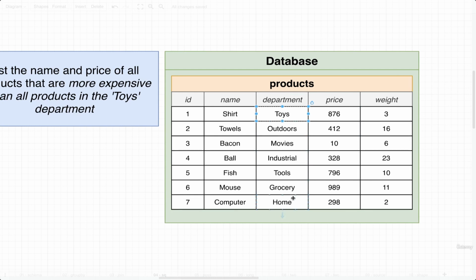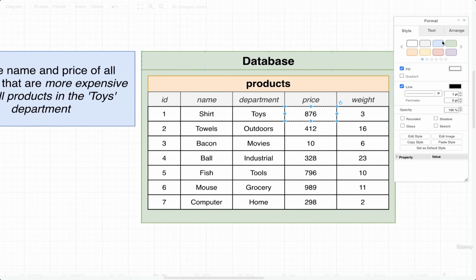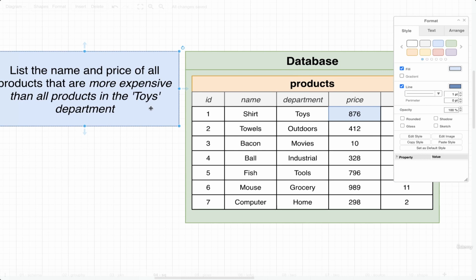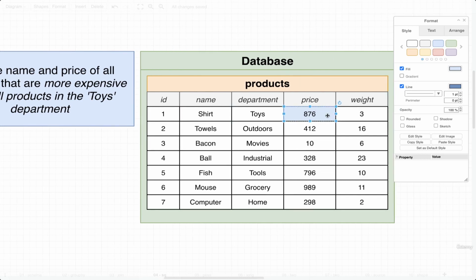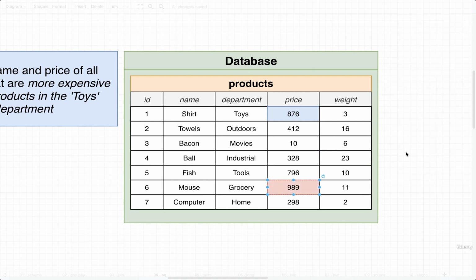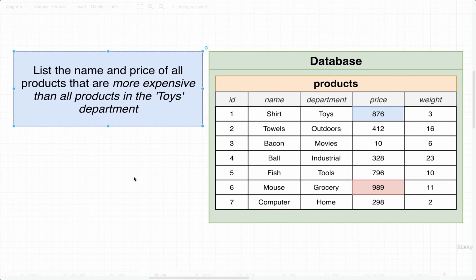Taking a look at the data inside of here, it looks like there is only one product in the toys department right now. That's this first record right here, and it has a price of $876. So we essentially want to find all the other products that are more expensive than $876. If we take a look through here, we'll see that there's only one other record that's more expensive. The record with ID 6, so it looks like it's a mouse that's in the grocery department for some reason, whatever, and it has a price of $989. So ultimately, we would want to find this row right here. And that's what we would try to find if we were trying to answer this query.